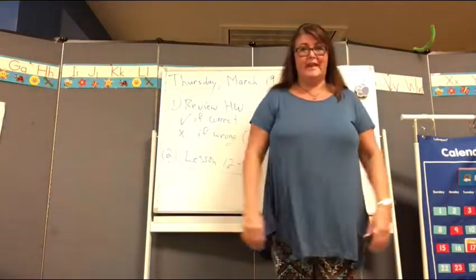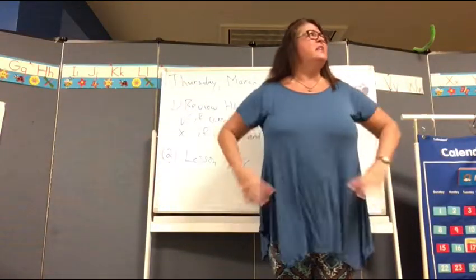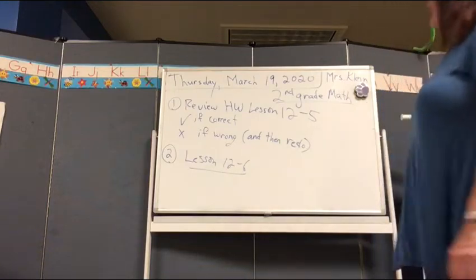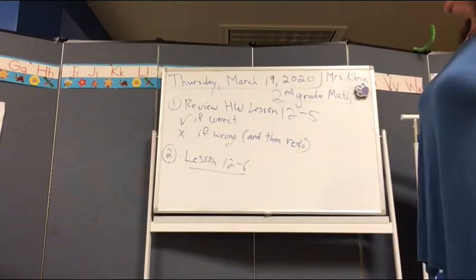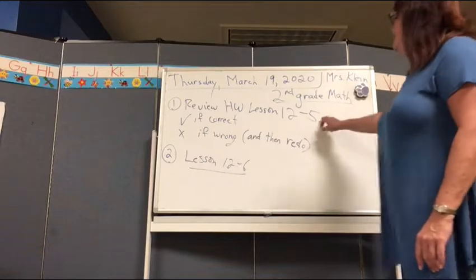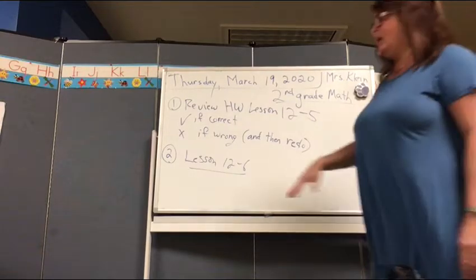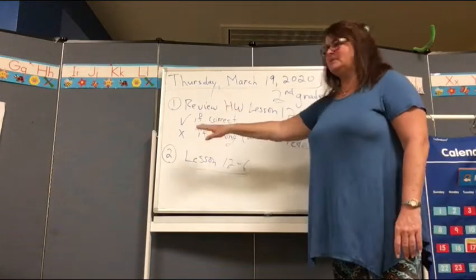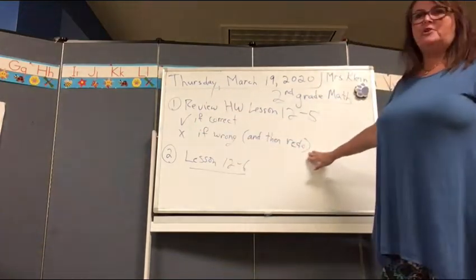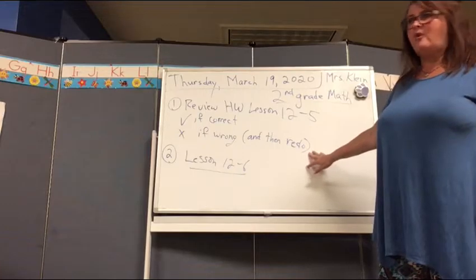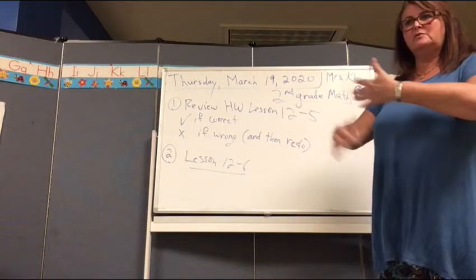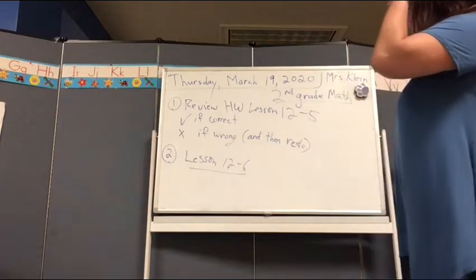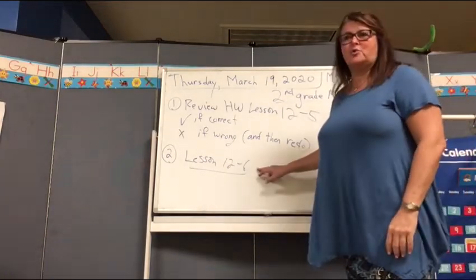We are going to do second grade math. It is Thursday, March 19th, 2020. We're going to review our homework, which was lesson 12-5. If you got it correct, put a check. If you got it wrong, put an X, and then redo your answer and make sure you understand what you did wrong. That's how you will reinforce your learning from the day before. And then we will continue on with lesson 12-6.